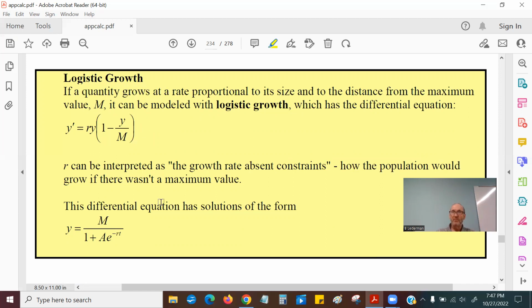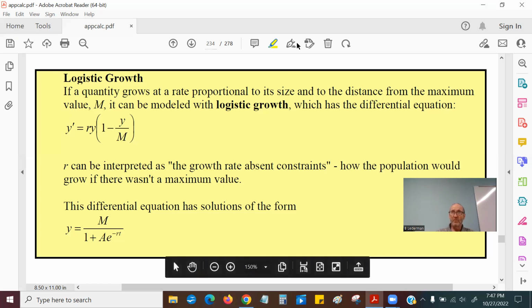Let's look at some problems now. I'm going to stop sharing my screen, go to our paper, and we're going to do some math.